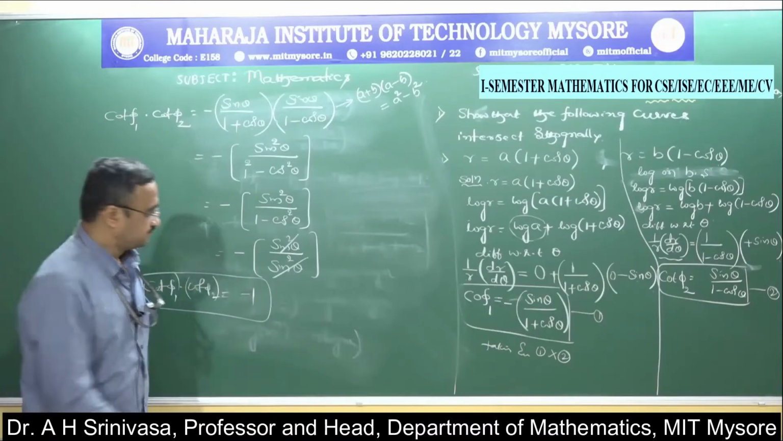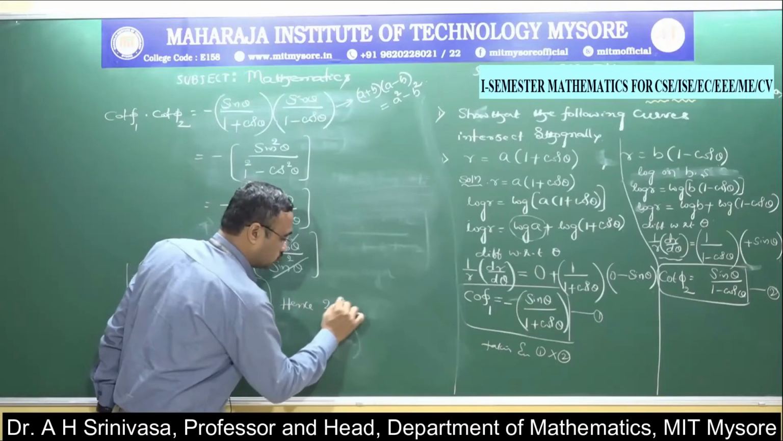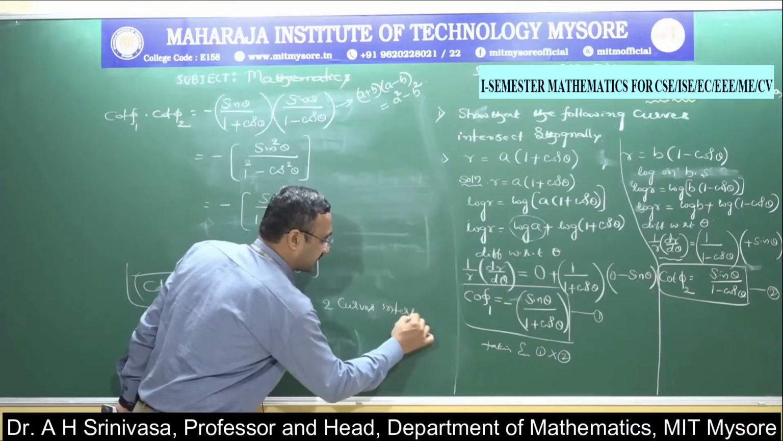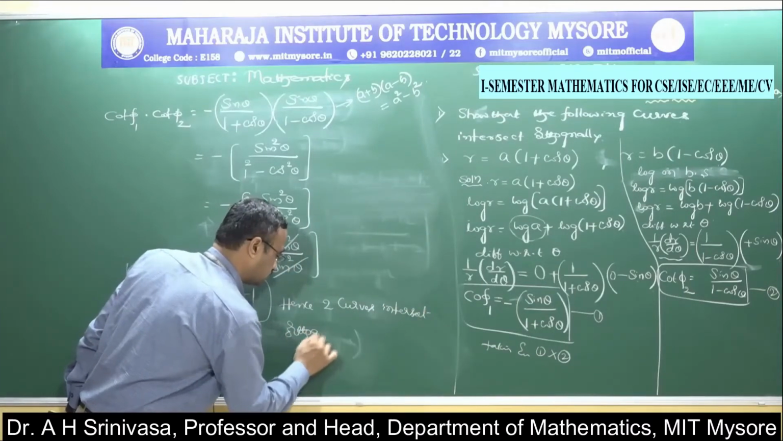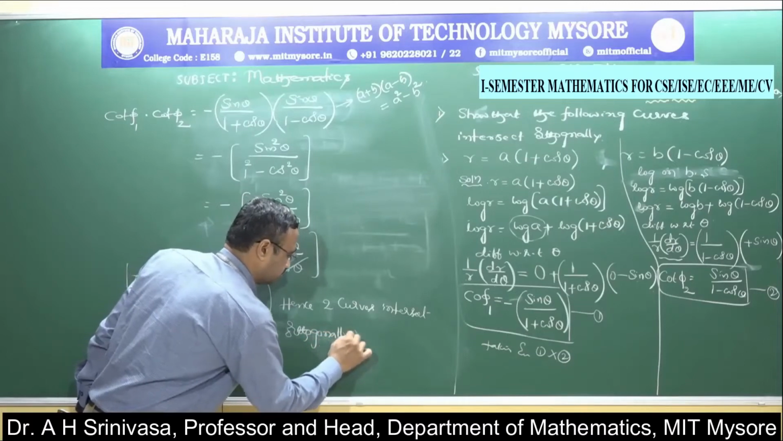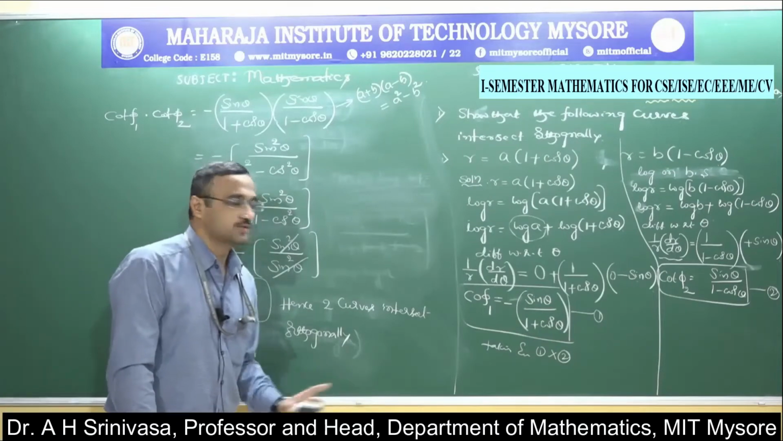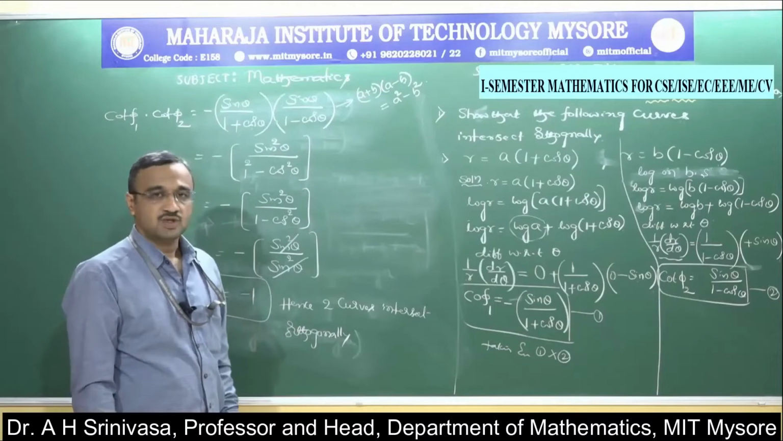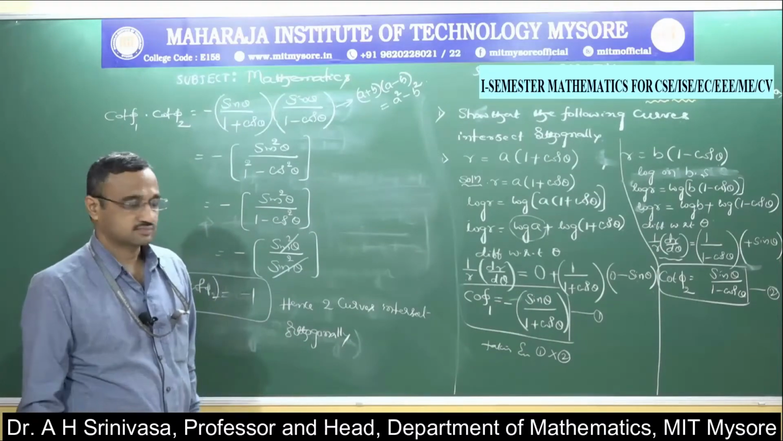This shows that, hence, the two curves intersect orthogonally. This is the procedure we have to follow to show that two curves intersect orthogonally.